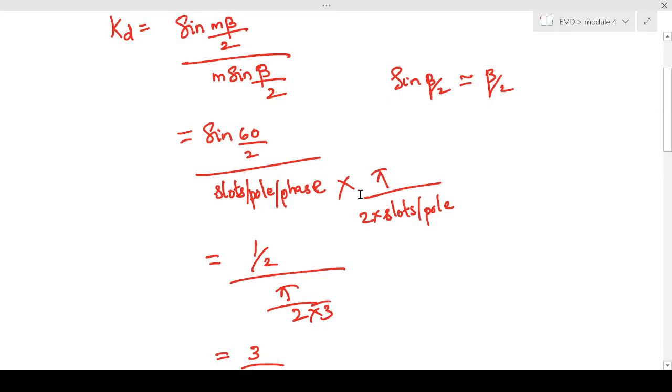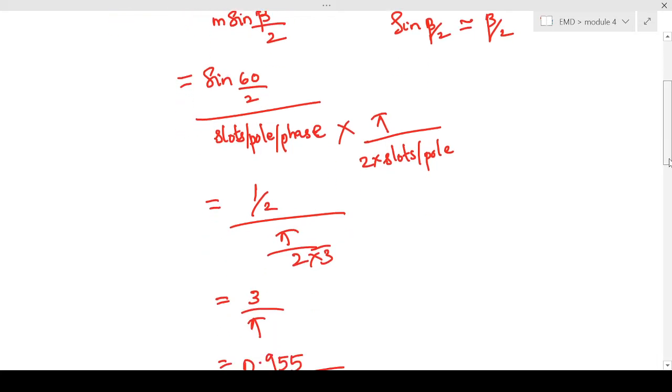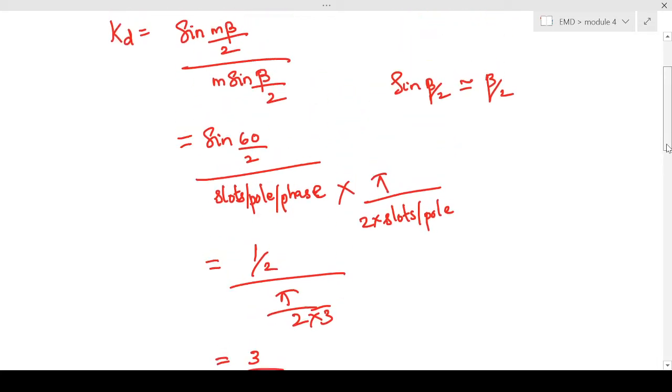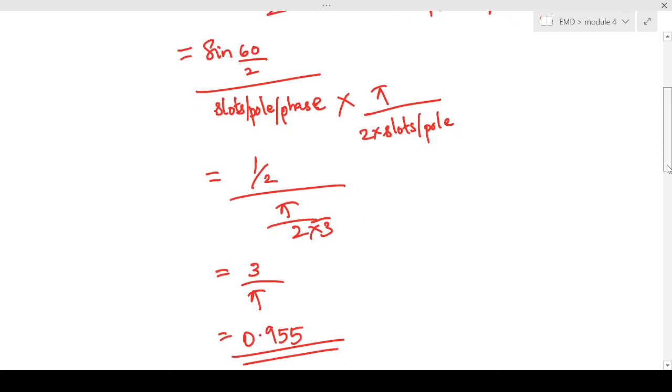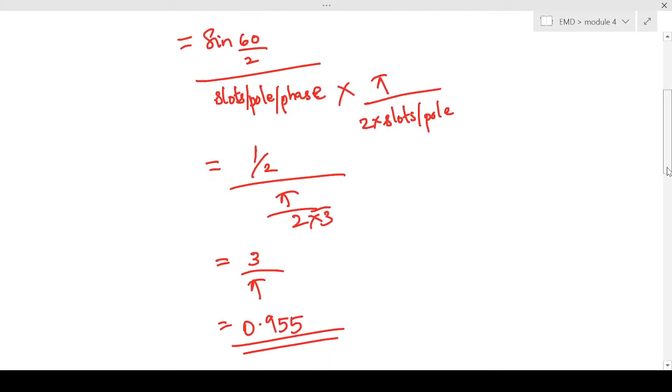So we'll get it as π divided by 2 into phase, which is 3. So π divided by 2 into 3, which in turn is equal to 3 divided by π. So we'll get the value of Kd as 0.955. So if the phase spread is 60 degrees, the distribution factor will be equal to 0.955.